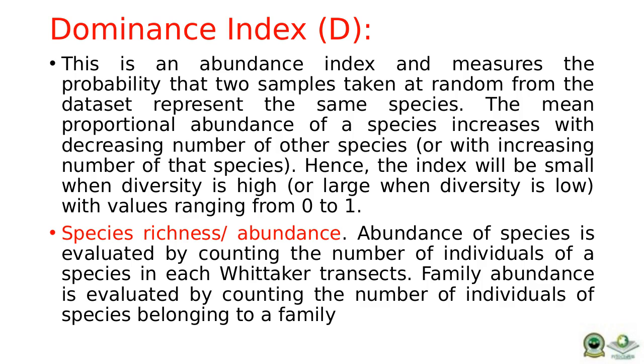They are higher in number than other species. The mean proportional abundance of a species increases with decreasing number of other species, or with increasing number of that species. Hence, the index will be small when diversity is high, or large when diversity is low. Of course, it varies, the value ranges from 0 to 1. So with increasing number of that species, the index will be small.